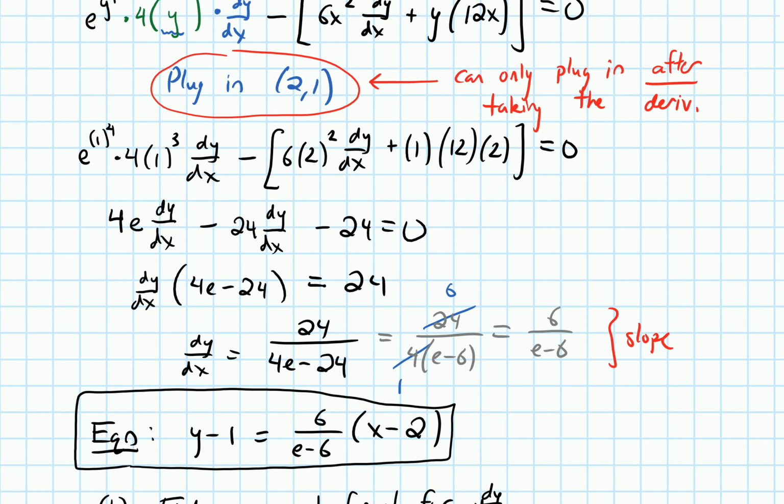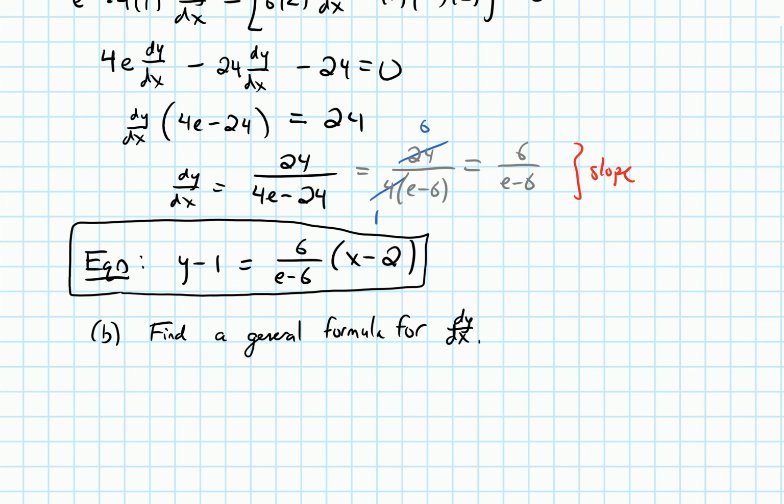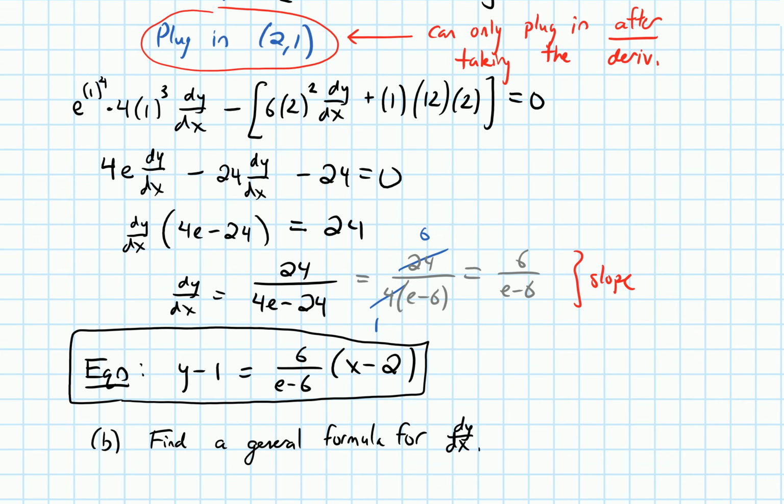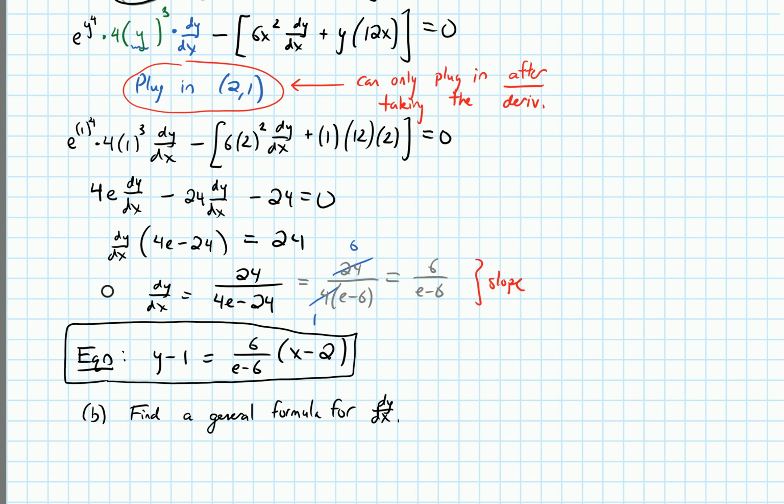All right, and now let's end this video with part B of this example. So part B is, now let's find a general formula for dy dx. So instead of just using the dy dx that we got at the specific point in part A, I want a general formula for dy dx. So we can use our work from the last problem here. We just have to go back to a step before we plugged in, up here.